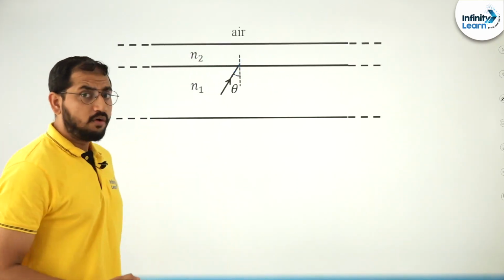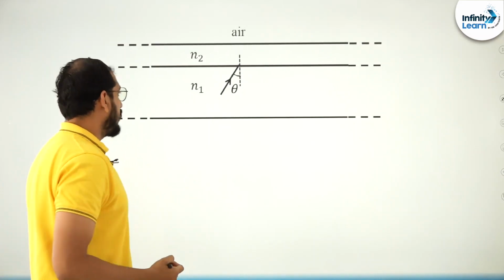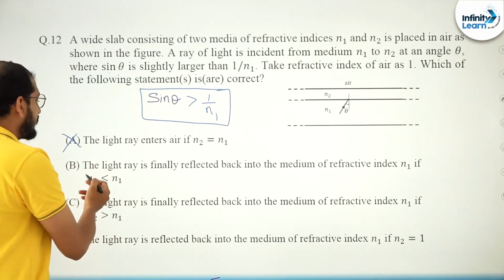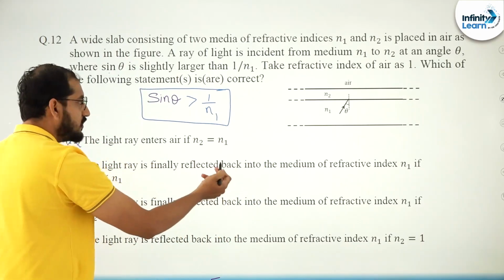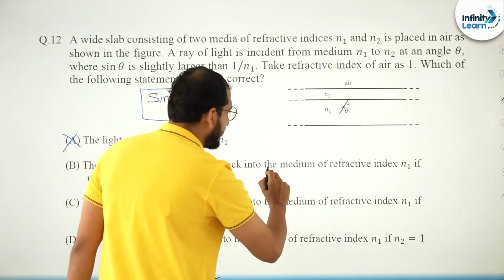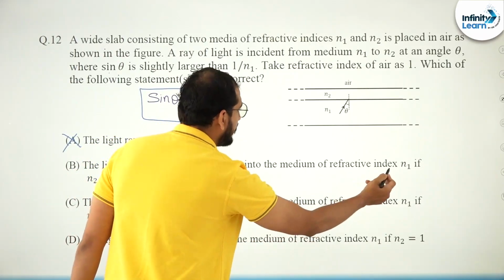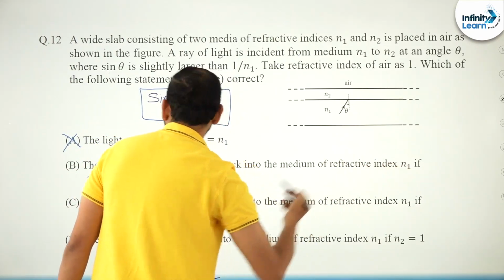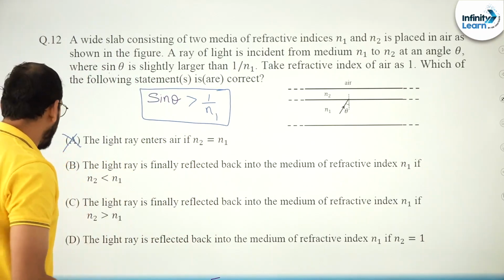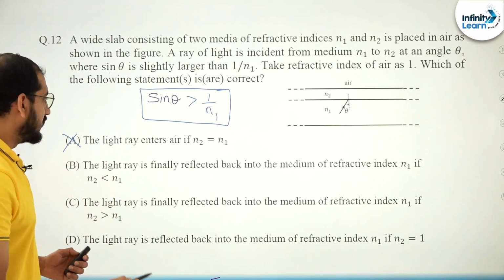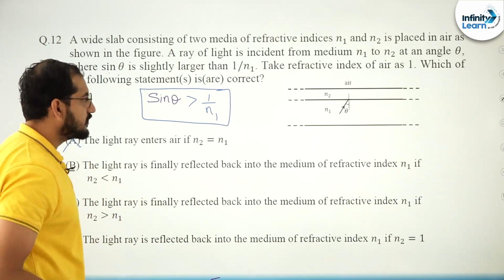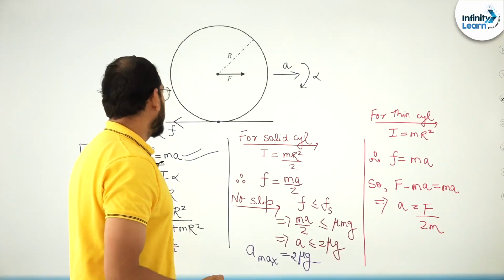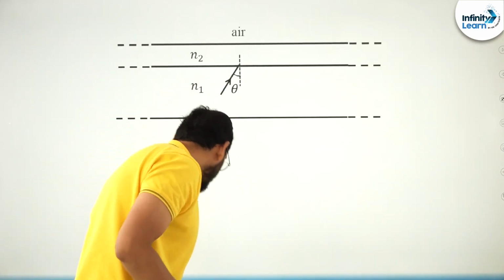Now moving on to option B. Option B says that the light ray is finally reflected back, so the question wants TIR to occur, back to the medium of refractive index N1 if N2 is less than N1. B and C look similar. The language is the same, and only the condition N2 greater than N1 is shown over here. So we have to do some working here.